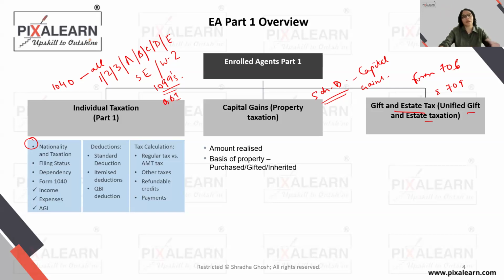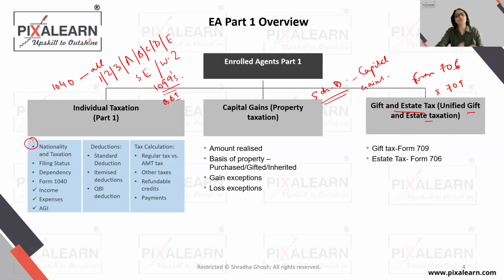Then we're going to talk about capital gains, which is how do you calculate the sales? How do you calculate the adjusted basis of the property? What are the gains that are outside the tax net? What are the losses that will not be allowed as a deduction? And the two forms, 709 and 706.